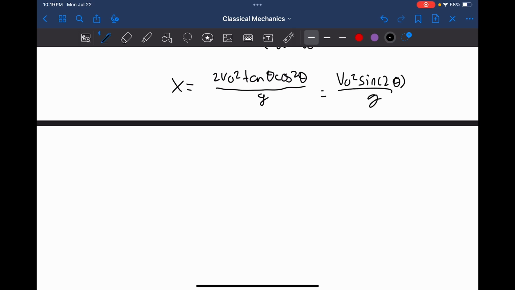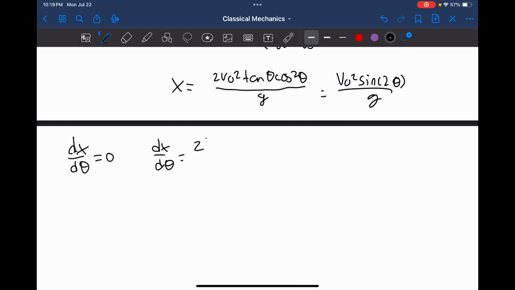So this is an expression for x, how far it's going to go along the x direction if we know its initial velocity and we know what angle it's launched with. So suppose now we want to know at which angle we should launch this mass in order for it to travel the furthest. To do that, we need to take the derivative with respect to theta and set it equal to 0. Well, what is the derivative with respect to theta?